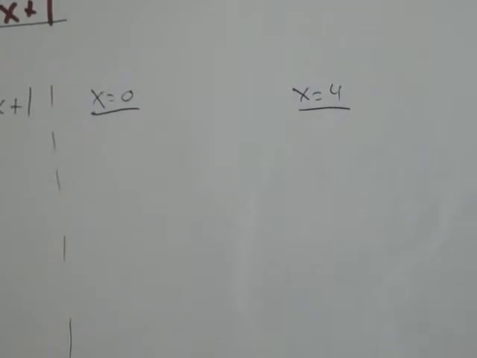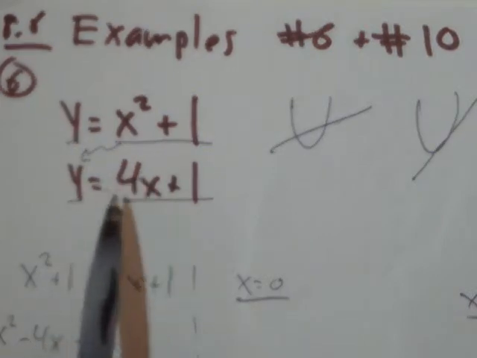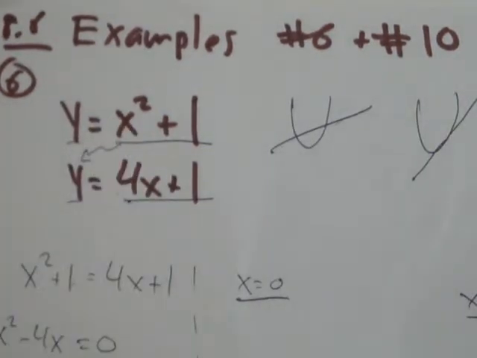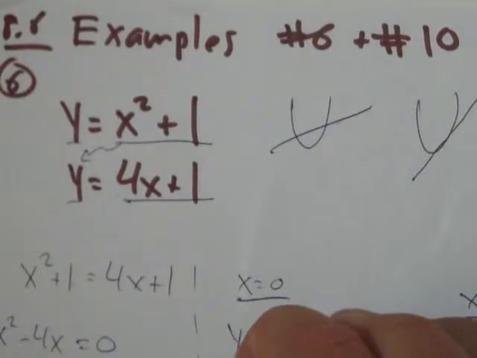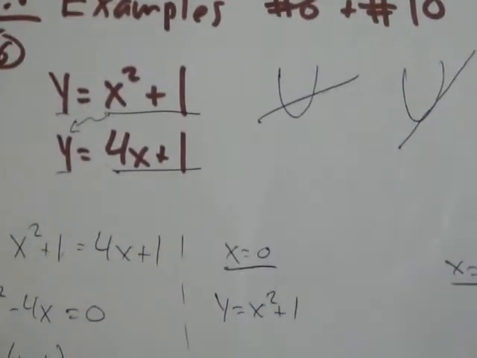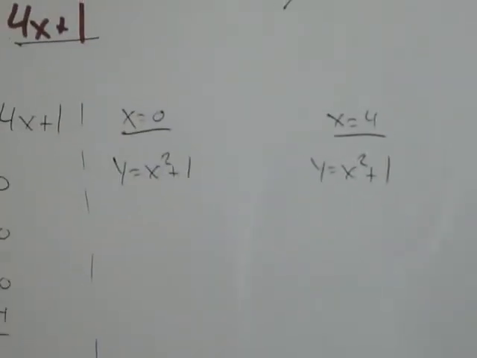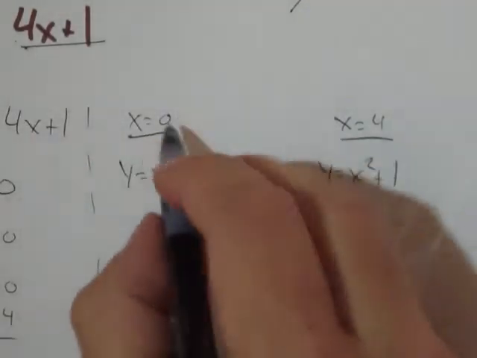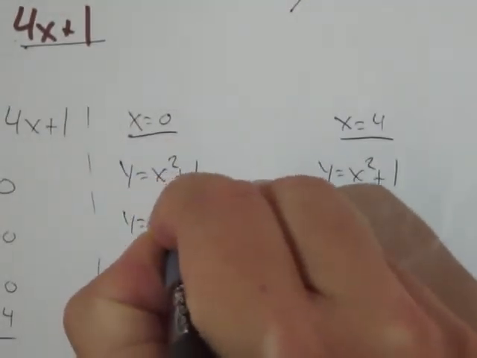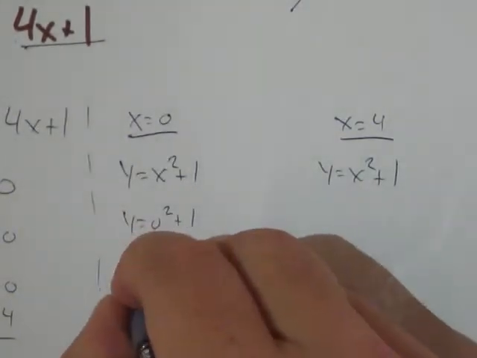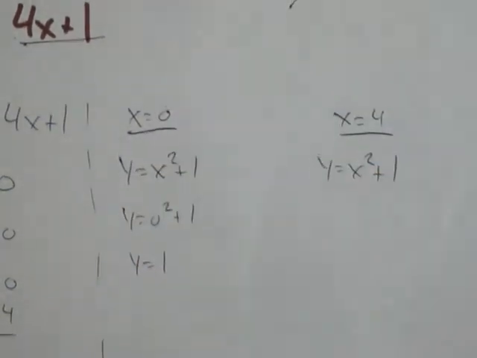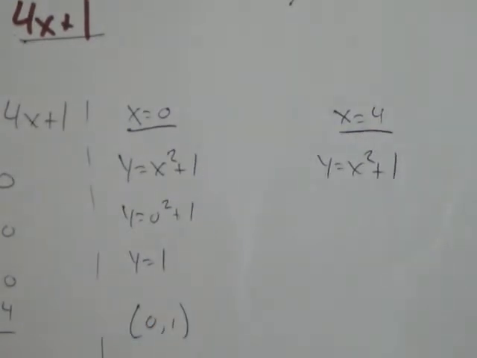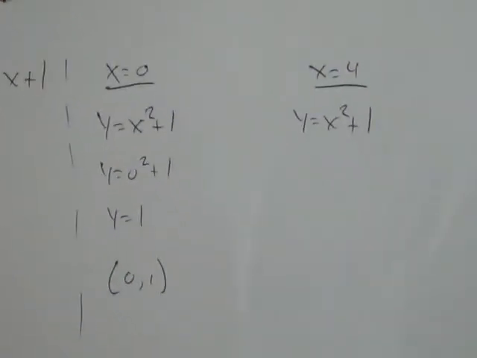So what we're going to do is plug in 0 and 4 separately into one of these equations. We'll use this first one, it looks like it's a little bit easier. So y equals x squared plus 1. We're going to plug in these two x values we found, and then we'll find our y values. So plug in 0 here, so y equals 0 squared plus 1. So y equals 1. So this right here gives us the point 0, 1. That's one point where the two equations cross.